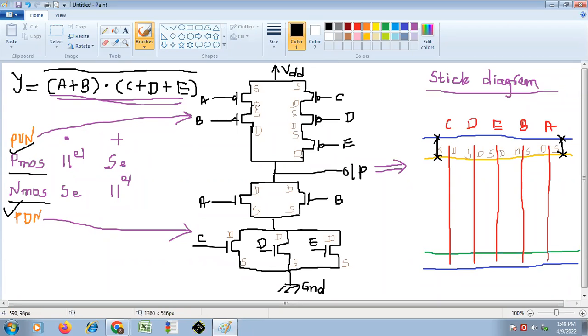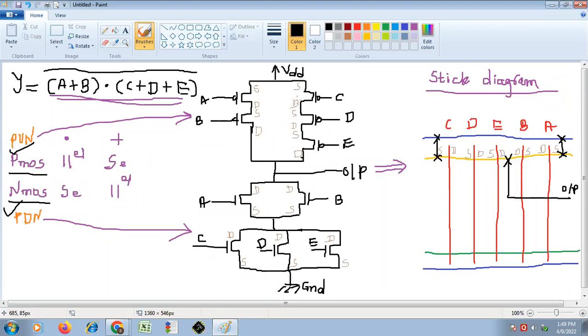Now the drain of A and source of B it is common. Let us check drain of A and source of B it is common. So we need not go for any connection. Now drain of B and drain of E, we have to take the output. So this is a drain of B and this is a drain of A, and from here we have to take the output. So here we have taken the output. Fine. Now this part is also over.